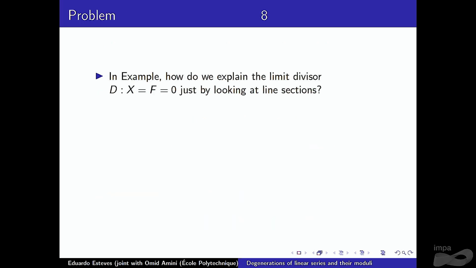So that's what I said. How do we explain this limit divisor just by looking at line sections? As I said, if you look at the line sections and take the closure of that, you're not going to get this divisor. So for instance, where do the flexes go? On a cubic, you have 9 flexes, 9 inflection points. And on the triangle, you don't see them. It's flat.